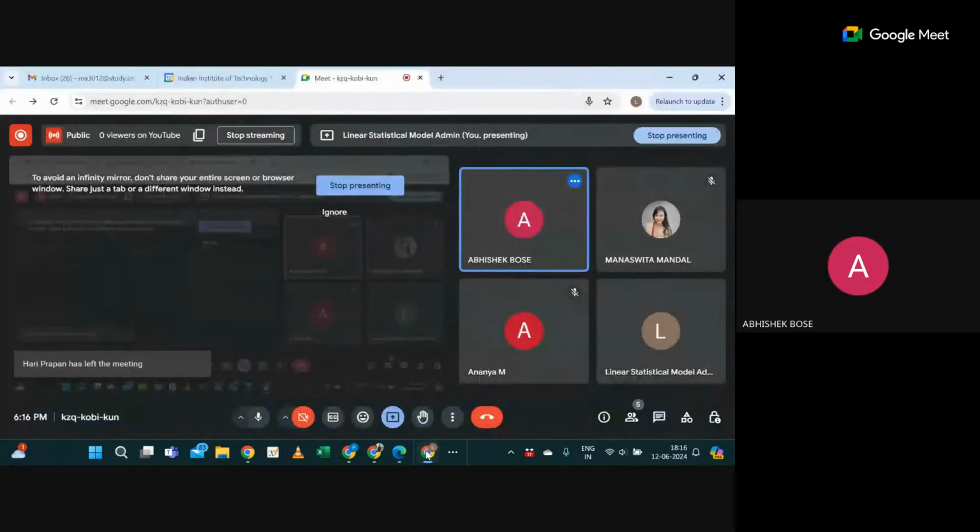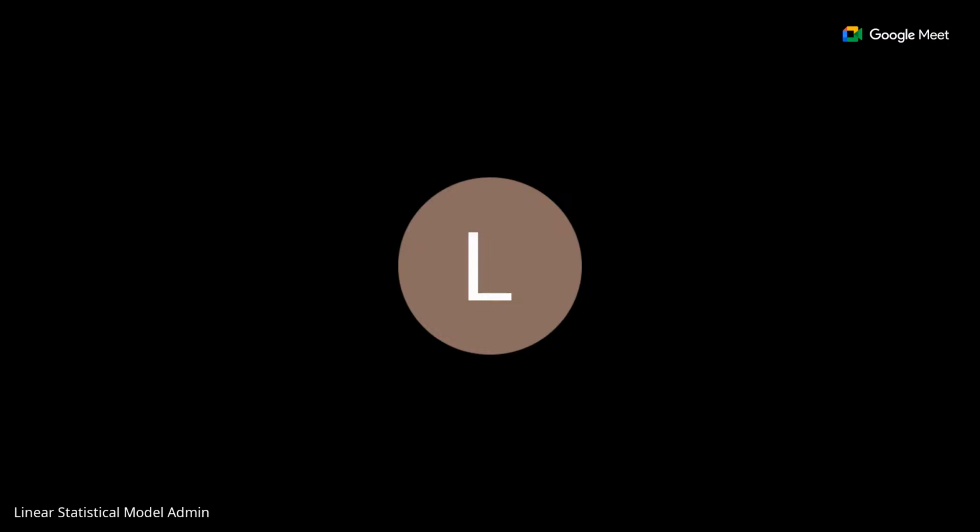Okay. Anything else? Ananya, Manaswita, anything? I have a rather silly but general question: why are we studying linear statistical models? What makes them so special that we give them so much emphasis?